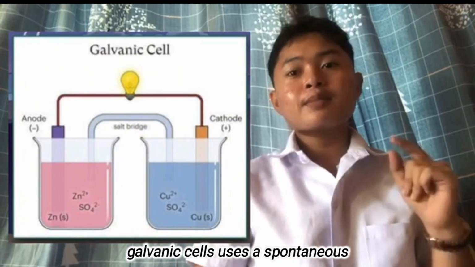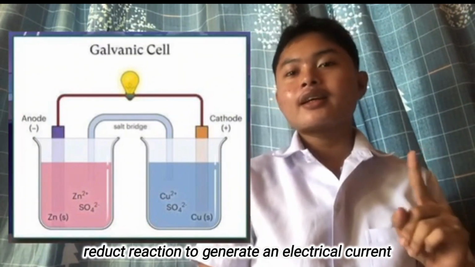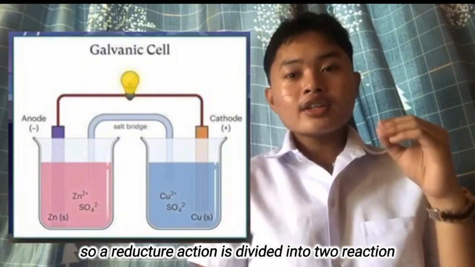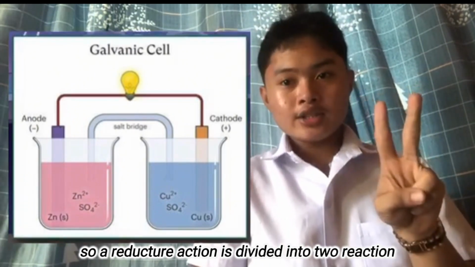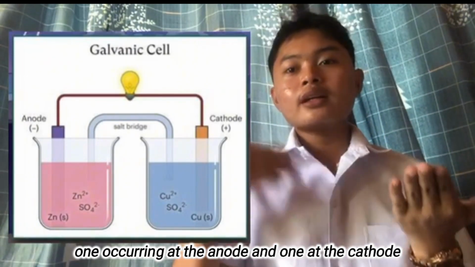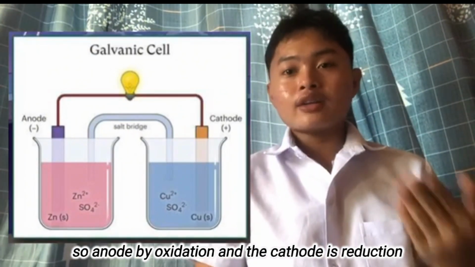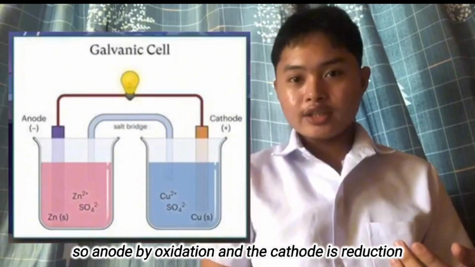Galvanic cells use a spontaneous redox reaction to generate an electrical current. So the redox reaction is divided into two reactions, one occurring at the anode and one at the cathode. So the anode is oxidation and the cathode is reduction.